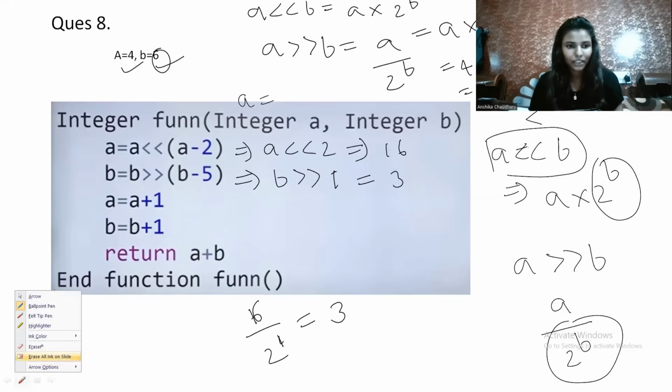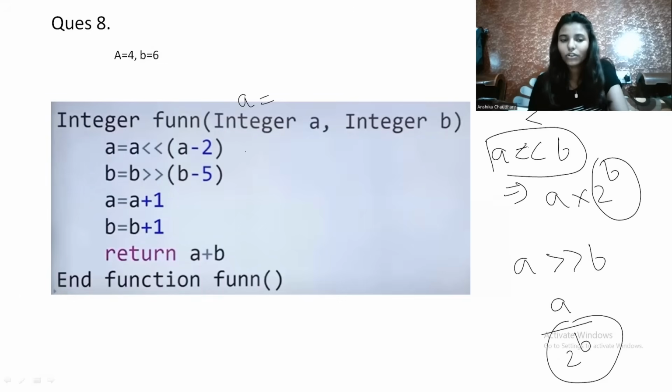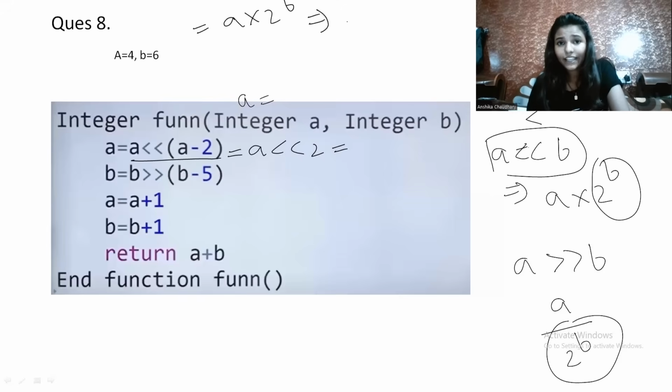Not making sense? Let me again tell you what is happening here. First of all, we have to perform this operation on this line. So this is a left shift a minus 2. What is the value of a? It is 4. So 4 minus 2 is 2. Now solve this line. This will give a into 2 raised to the power b. So a is 4, and the 2 is 2. What is the value of b? The value of b is 2. So 2 raised to the power 2, this will give 16. So the output for this is 16.